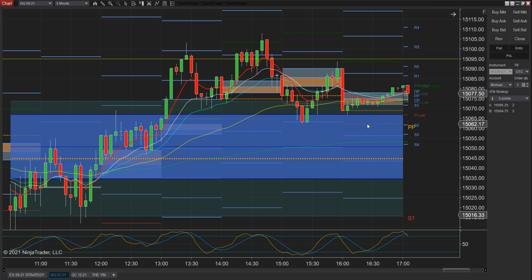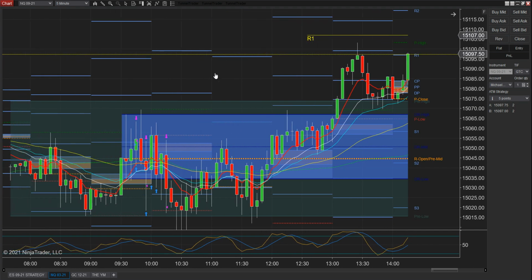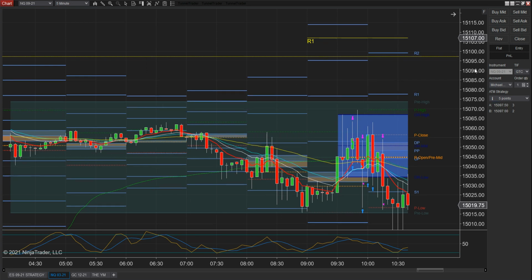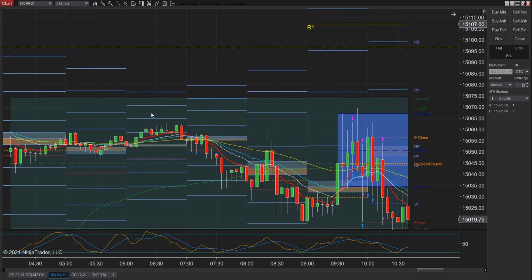This blue box is an indicator called opening range. It's from Lizard Indicators. These lines here, these pivot lines, are hourly pivots. Those also came from Lizard Indicators. Let's see what else I can show you while I'm on here. Well, that was about it for today.